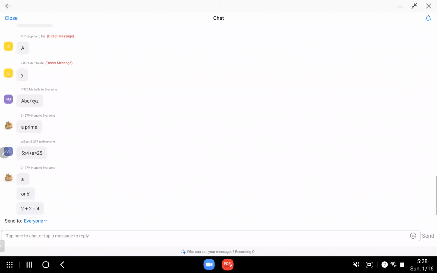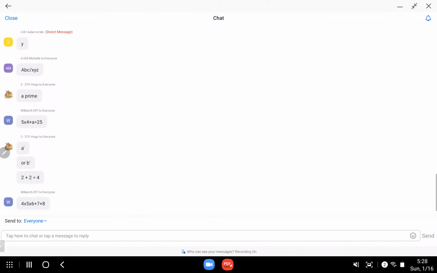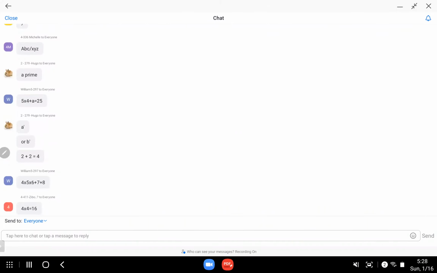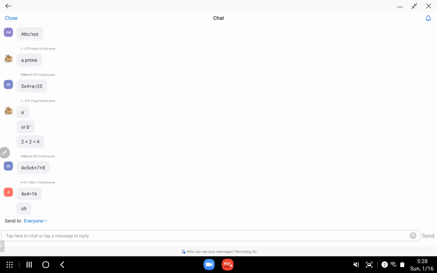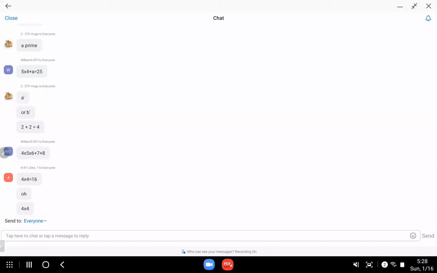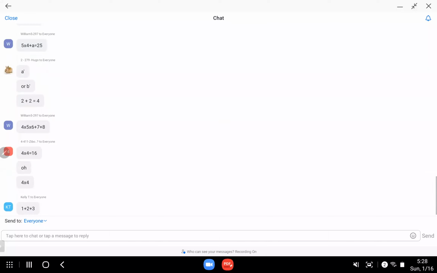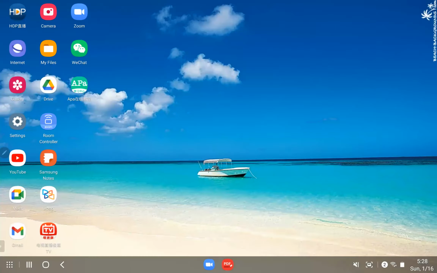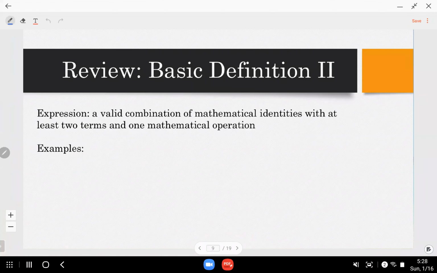5 times 4 plus a is equal to 25. Okay. Now this one is actually not an expression. Why? Because it has an equal sign. Remember that expressions do not have equal signs, right? So you can't have an equal sign, okay? But we have expressions like 4 times 5 times 6 plus 7 plus 8, that kind of stuff, like 4 times 4, all right? These are all mathematical expressions.